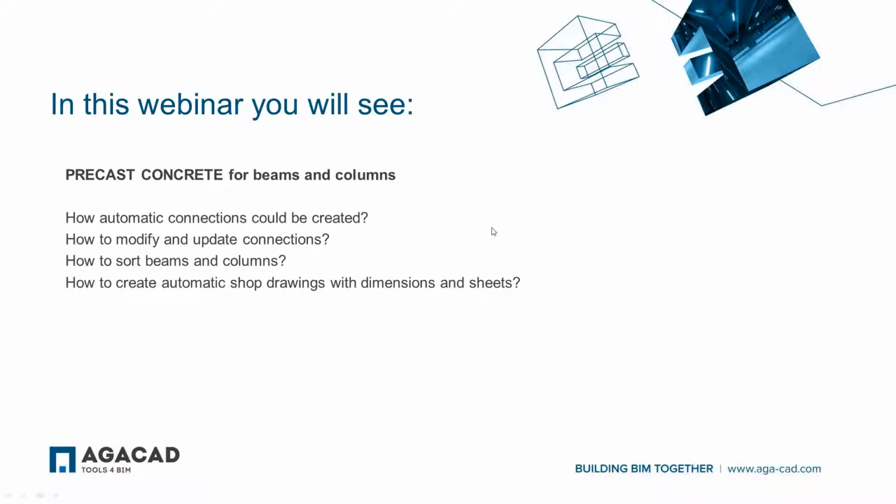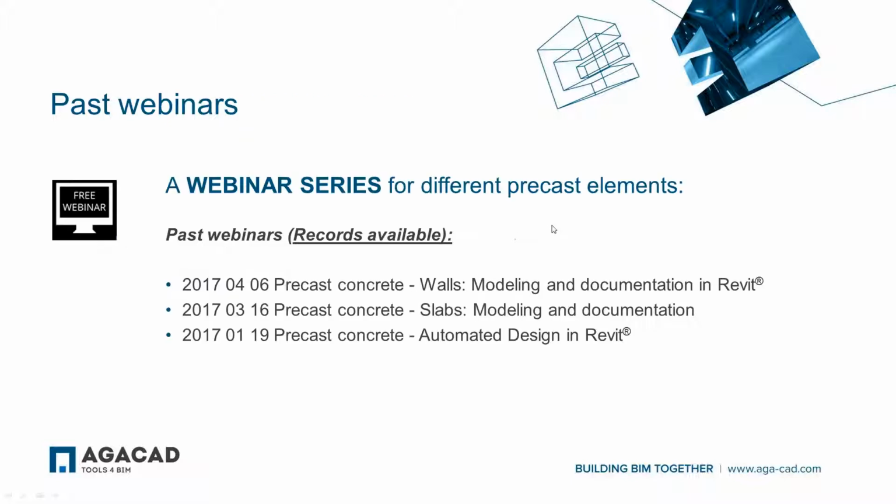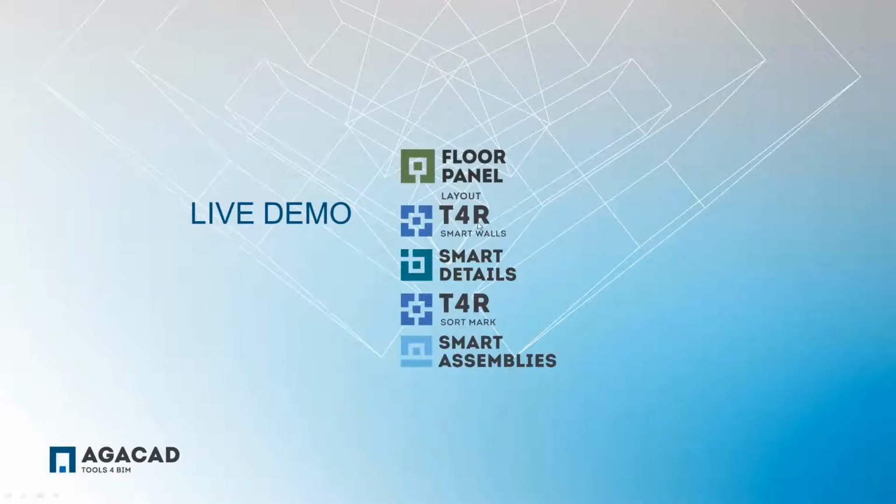In this webinar, we will see how to create automatic connections, how to modify and update them, how to sort beams and columns, and how to create drawings. Previously we had a couple of webinars, so you can find them on YouTube or ask for the link to see the record. It was a general session, then separately about slabs, separately about walls, and now about beams and columns. So let's go to Revit and see how it works.